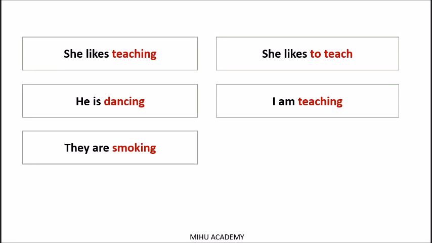So she likes teaching. Here teaching is a verb. She likes to teach. To teach is a noun here. He is dancing. What is he doing? He is dancing. I am teaching. What am I doing? I am teaching. They are smoking. So here teaching, dancing, and smoking are verbs, not nouns. These are not gerunds because these are actions done by that person. And to teach is a noun because it is something that the person likes.